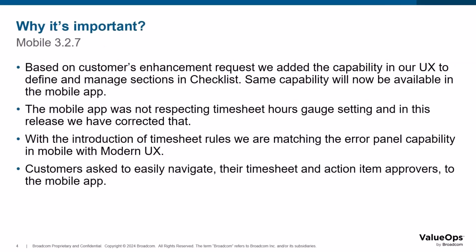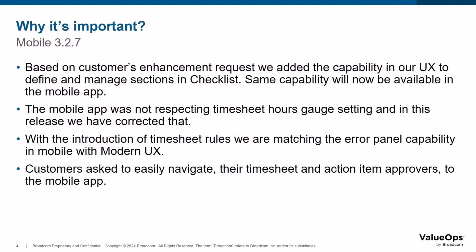The reason this is important is because in the previous release of Clarity, we had introduced the capability to have sections within checklist. That capability was added in the modern UX. And as part of this release, we are going to bring the same functionality in the mobile app where the users can view and manage their sections within the checklist.